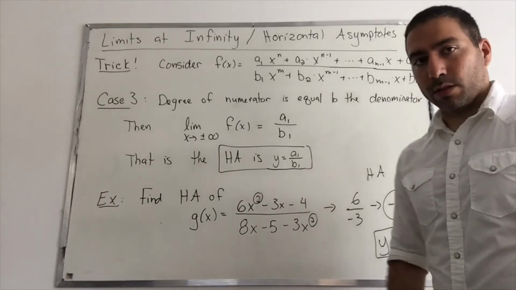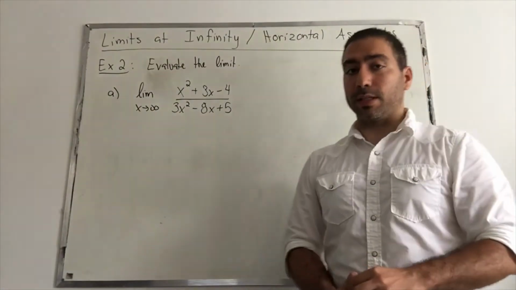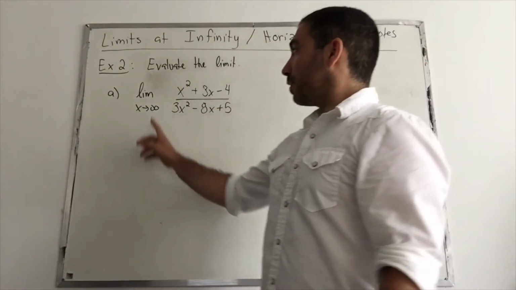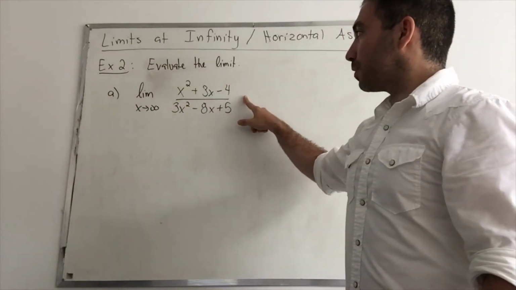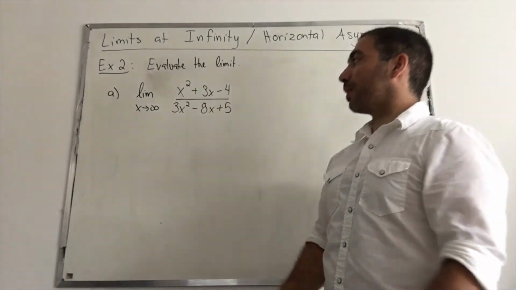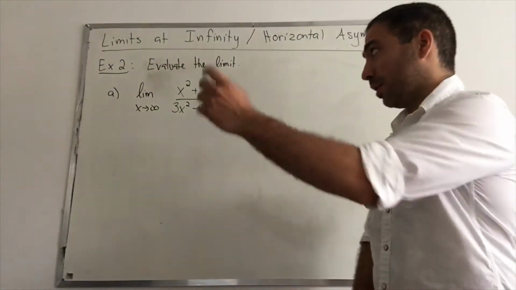Okay, so let's go ahead and do this example here where we have to evaluate the limit given it exists, where they give us the limit as x goes to infinity, and the function is x squared plus 3x minus 4 divided by 3x squared minus 8x plus 5. Again, pause the video, try it on your own, see if you get the answer.